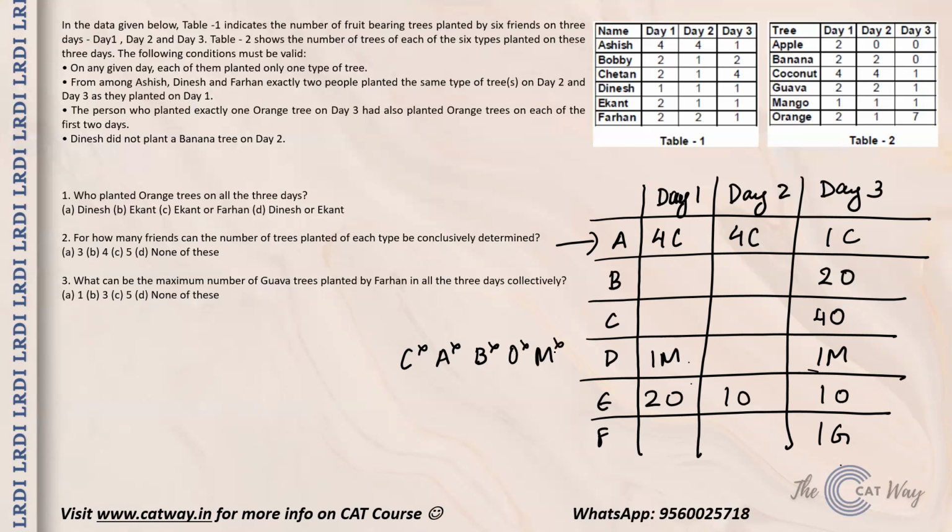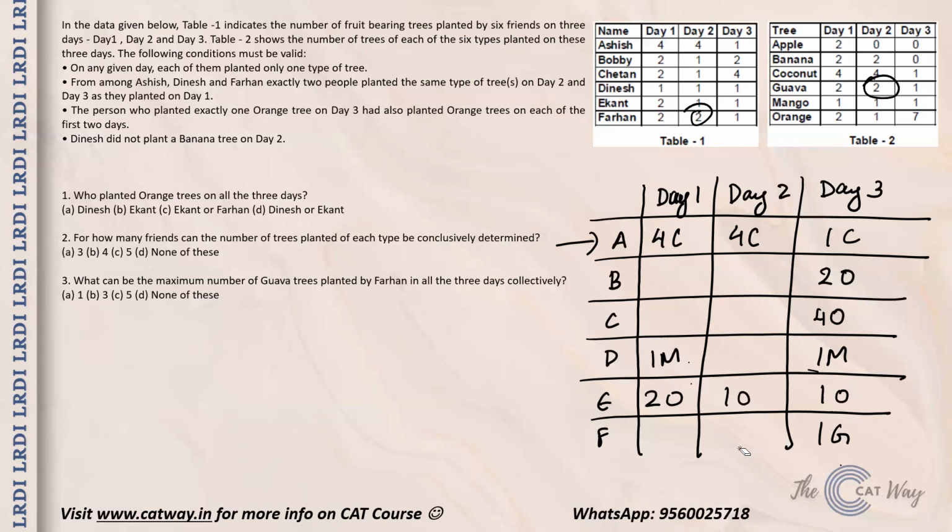So one possibility that is left is guava. Let's assume that Dinesh planted 1 guava. If Dinesh planted 1 guava, then Farhan has to be the person who planted the same type of tree on all 3 days. So Farhan will also plant guava, but out of the 2 guava, 1 was taken by Dinesh. So the other guava has to go to Farhan. But Farhan planted 2 trees. Out of that, 1 is guava. Now the second tree has to be of some other type, but that is not possible because of point 1. So from here we realize that giving guava to Dinesh is not a possibility.